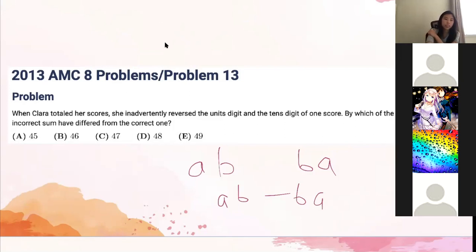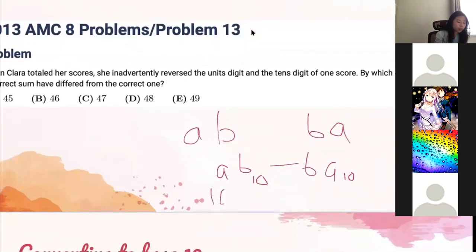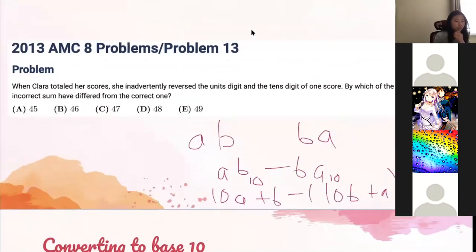Remember, we were talking about bases today, right? So AB is in base 10, A and B are the digits, BA is also in base 10, B and A are the digits. Okay, so what can we write AB base 10 as, right? This is the same thing as 10a plus b, right? And then BA is also 10b plus a. So now they're asking for the possible values of this.